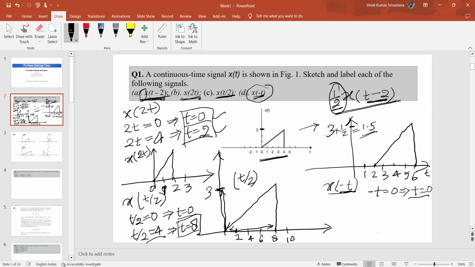But it will end at minus 4, since minus t equals 4. If you plot this signal, it will come like that. So it will end at minus 4. That is how we can do elementary operations on any signal. Okay, so any doubt in this question?